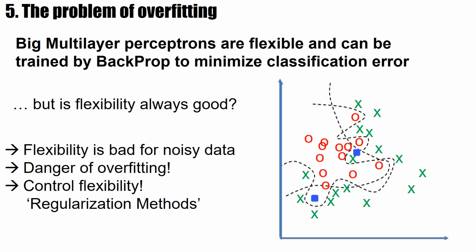And the same problems of flexibility also arise in the case of classification. Again, flexibility is bad for noisy data. We have the danger of fitting the noise, which is called the danger of overfitting. We need to control the flexibility, and the methods of doing this are called regularization methods. Regularization methods are the topic of the next part.